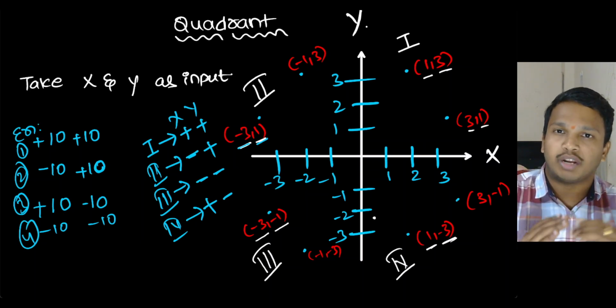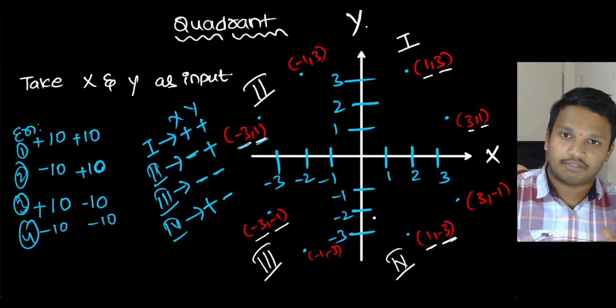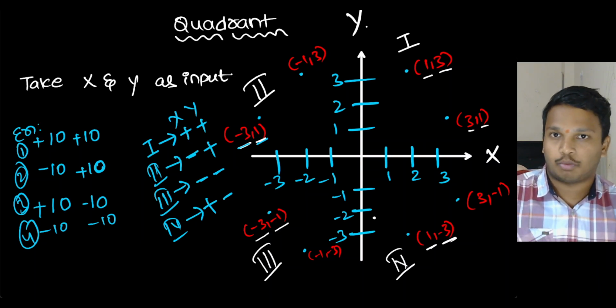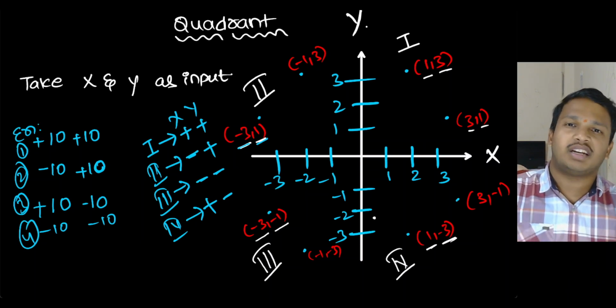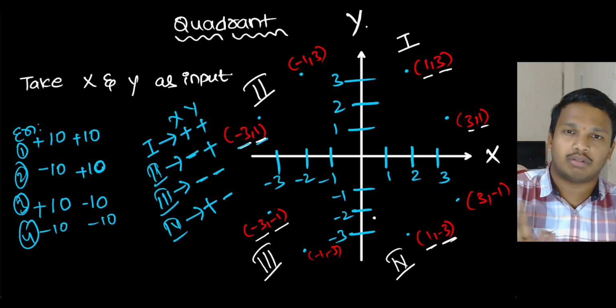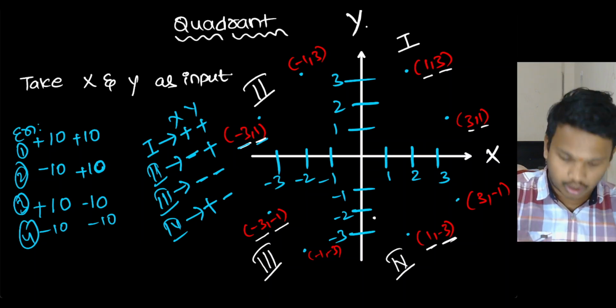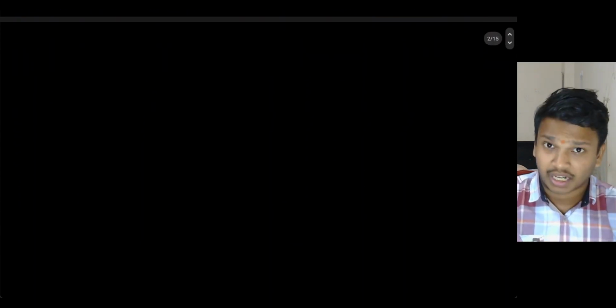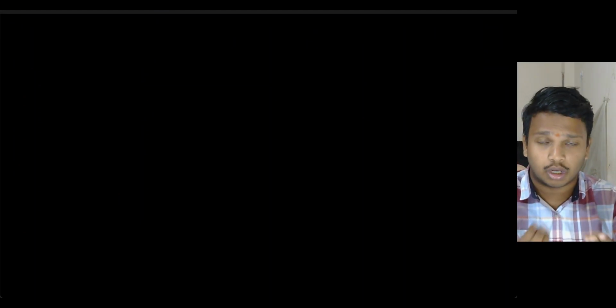How to tell whether a given number is positive or negative? If some number is greater than 0, then it is positive. If some number is less than 0, then it is negative. This is the normal logic to tell whether a given number is positive or negative. Now let us do some small math. This is the logic building: how to differentiate an x, y number into 4 different quadrants.